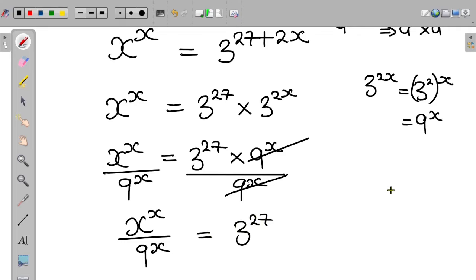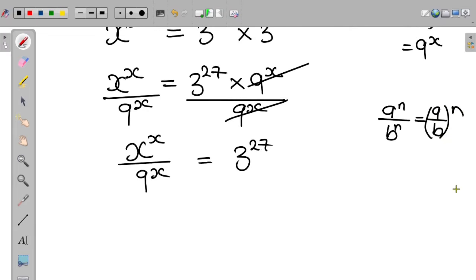Also, recall that in indices, if I have a to the power of n divided by b to the power of n, this can be expressed as a divided by b all to the power of n. So therefore, the left-hand side becomes x divided by 9 all to the power of x equal to 3 raised to the power of 27.